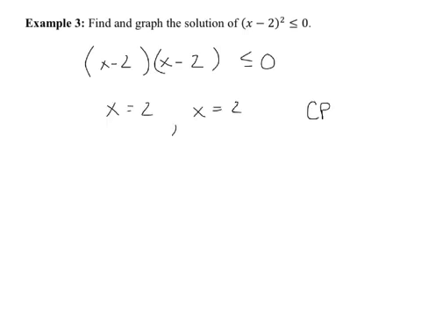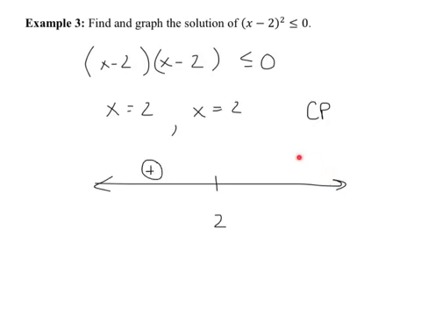Okay, same exact critical point. So on our number line now, we only have one critical point at 2. So we have 2 regions to test, so let's go ahead and do that. If I test a number like 0 on the left-hand side in this region, plug in a 0 here and here, it's going to be negative 2 times negative 2. Negative negative is a positive, so this is a positive region.